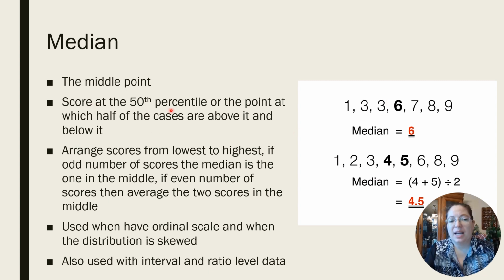It's otherwise known as the 50th percentile, or literally the point at which half the cases are above it and half the cases are below it. If when you arrange the scores from lowest to highest, there's an odd number of scores, the median is going to be the one right in the middle. But if there's an even number of scores, so you have 2 that are in the middle, you just have to take the average of them. So 4 plus 5 is 9, divided by 2 is 4.5.